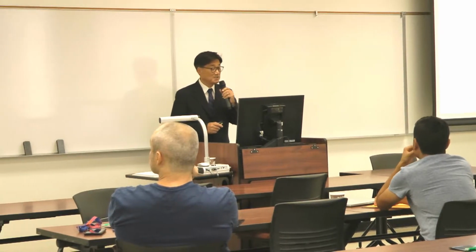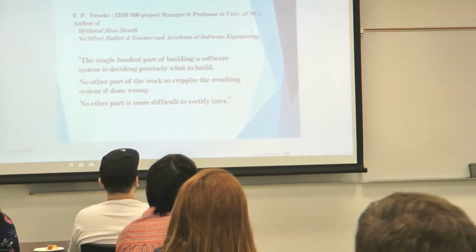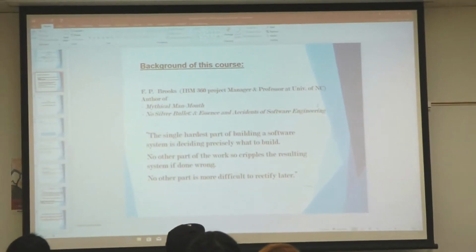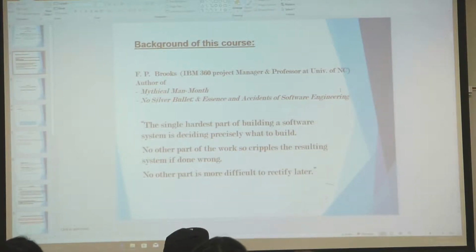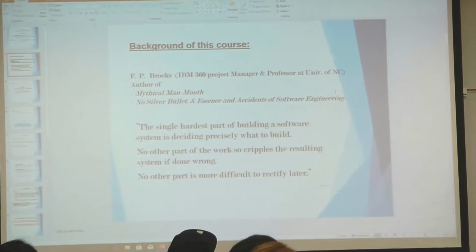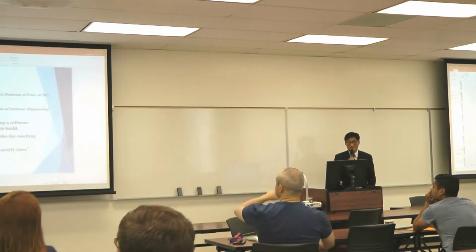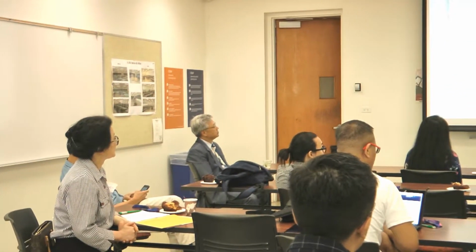So what is the background of this course? Some of you know the name F.B. Brooks, one of the gurus in software engineering. He was the IBM 360 product manager, so one of the old guard, and also a professor at the University of North Carolina at Chapel Hill. He authored many important, fundamental papers in software engineering. One is The Mythical Man-Month. It's an old paper, but it's still very interesting to read. And there's also No Silver Bullet. Probably some of you know these papers.